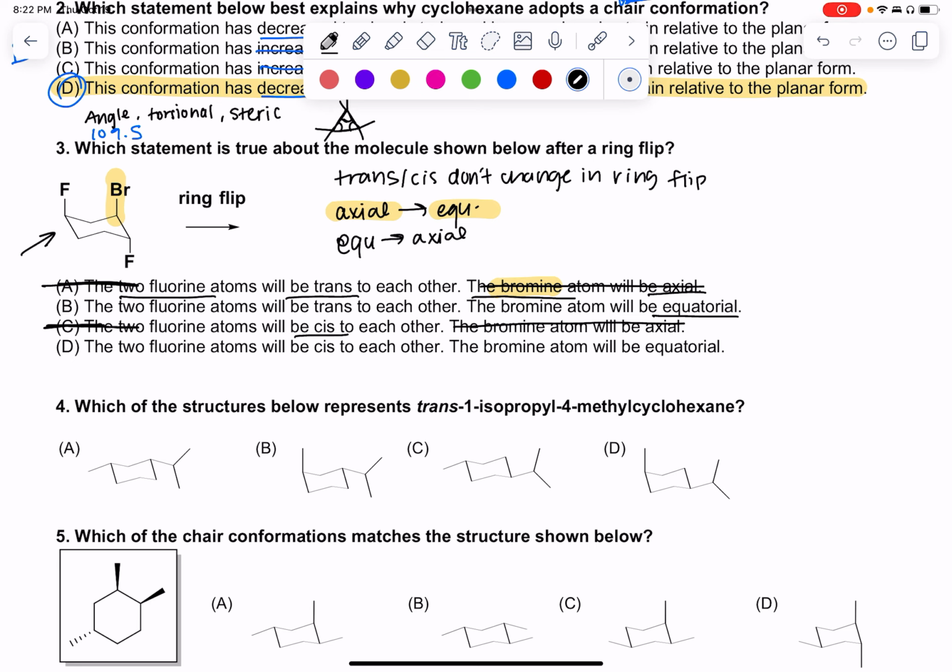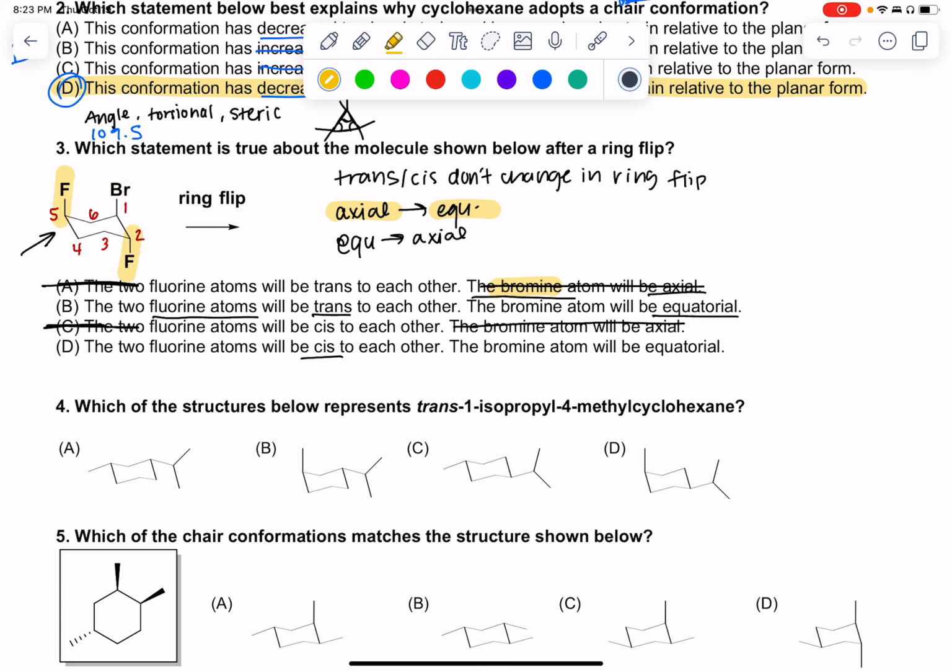Now I'm going to look at whether the fluorine atoms are trans or cis to each other. Okay, well, let's look at this. Let's number our ring just like we would. I'm going to number it starting at this bromine atom. 1, 2, 3, 4, 5, and 6. And then I can look at my bromine atoms, and I have a 1. Oh, I'm sorry, my fluorine atoms, I have a 5, and I have a 2.